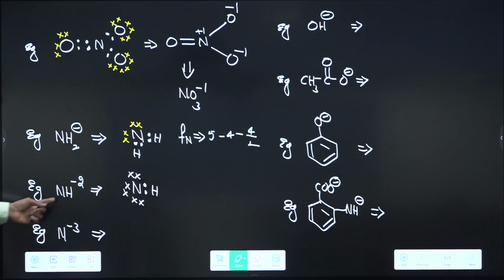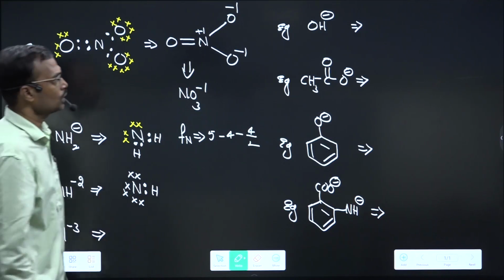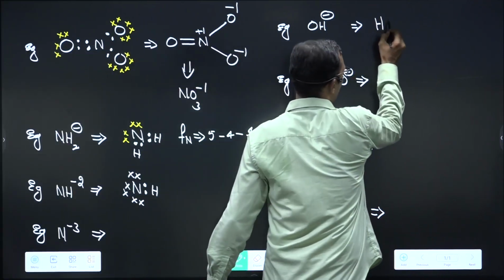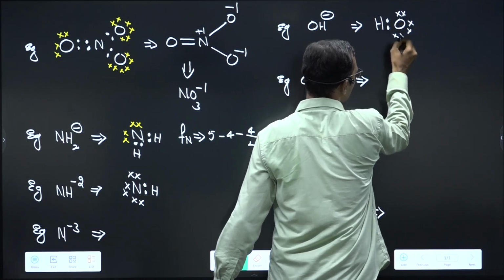Clear? So, how many lone pairs are present? 3. Will you work out this? How many lone pairs? 4. Write down 8 electrons with cross symbol. Now this one. Here hydrogen, oxygen is present. Right. 1 lone pair, 2 lone pair, 3.